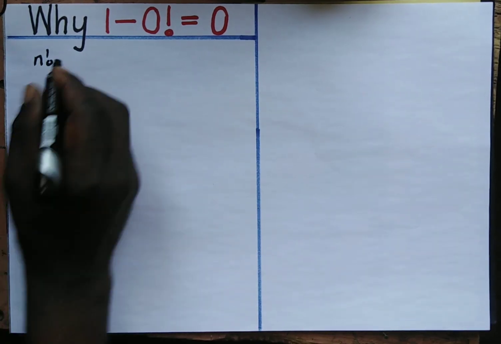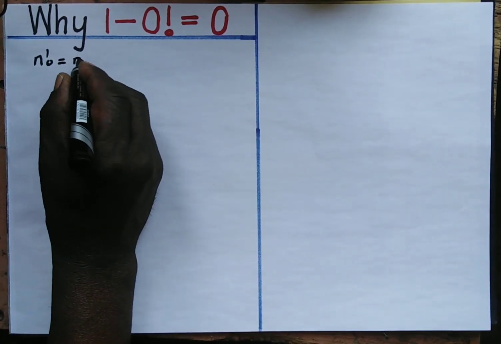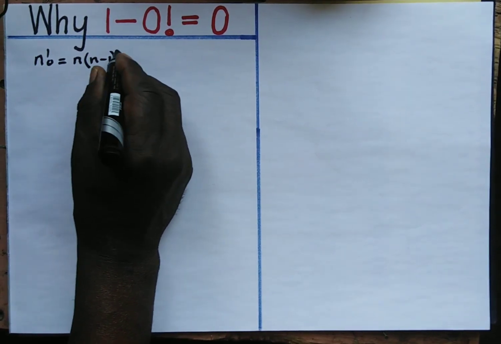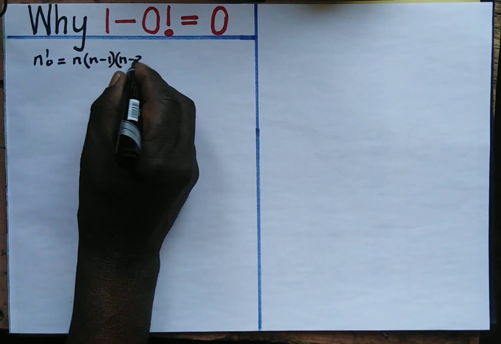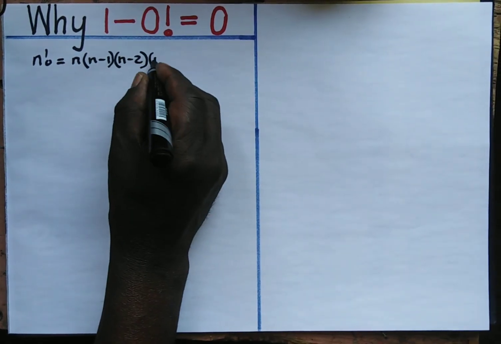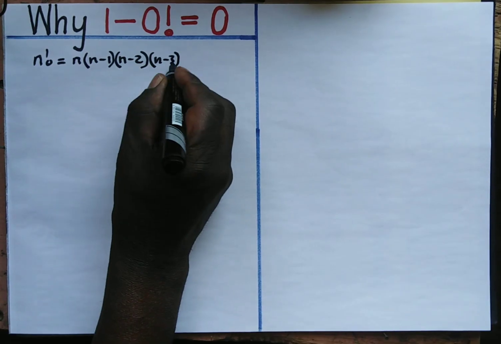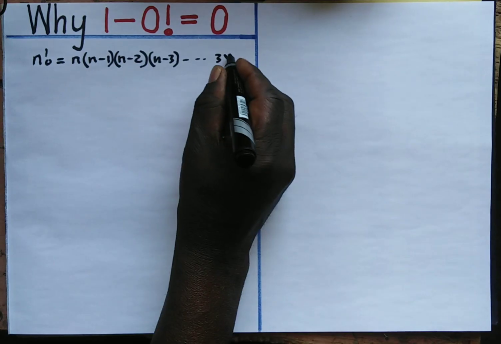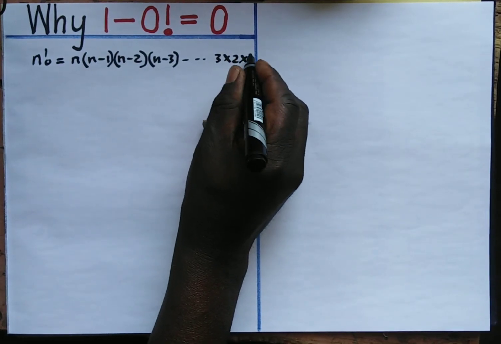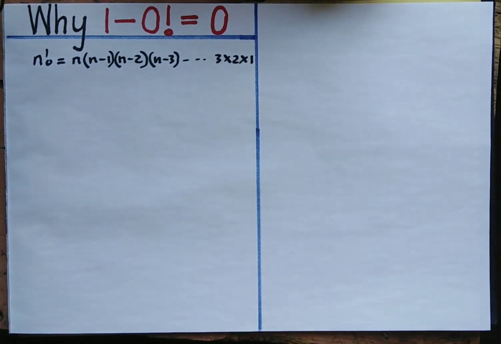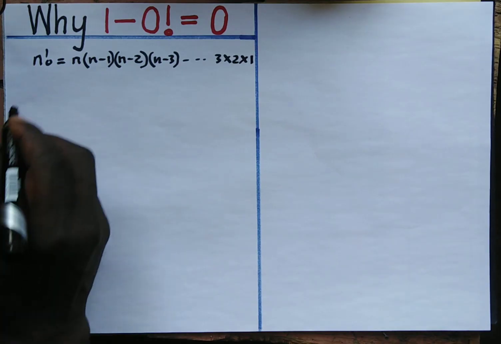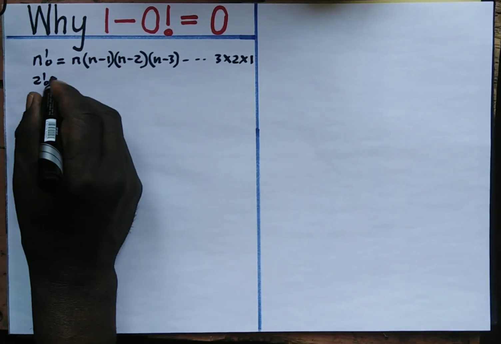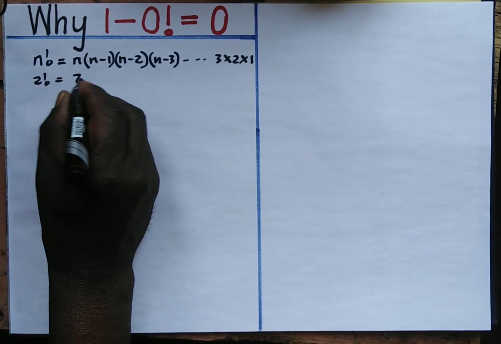written like that is equal to n multiplied by n minus 1 multiplied by n minus 2 multiplied by n minus 3 all the way until we get to 3 times 2 times 1. That's n factorial.